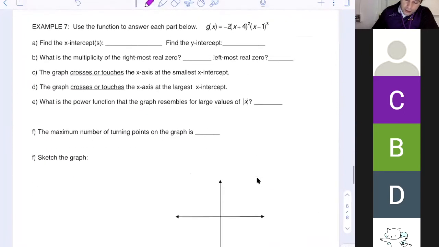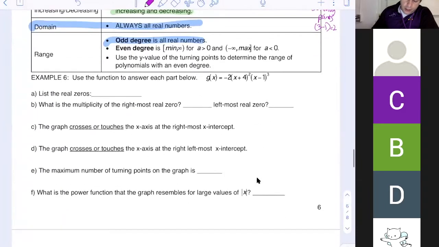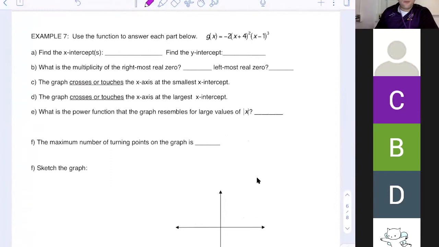Actually, these are the exact same problems, so let's just go ahead and go to example 7, because it has a graph there. Use the function to answer each question below. Find the x-intercepts and the y-intercept. So the x-intercepts are (-4, 0) and (1, 0).